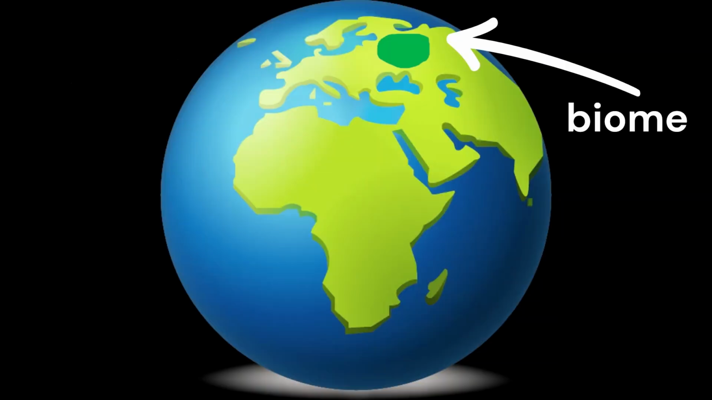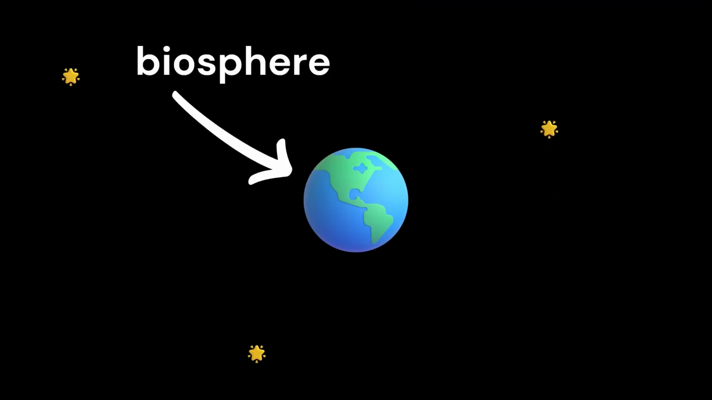Zoom out again. A biome is a big region with the same climate, same types of plants and animals, like tundra, desert, grassland, or rainforest. Different continents can have the same biome if the conditions match. And finally, the biosphere. That's Earth's entire living layer. All the ecosystems, all the life, everywhere. Basically, if it's alive and on this planet, it's part of the biosphere.